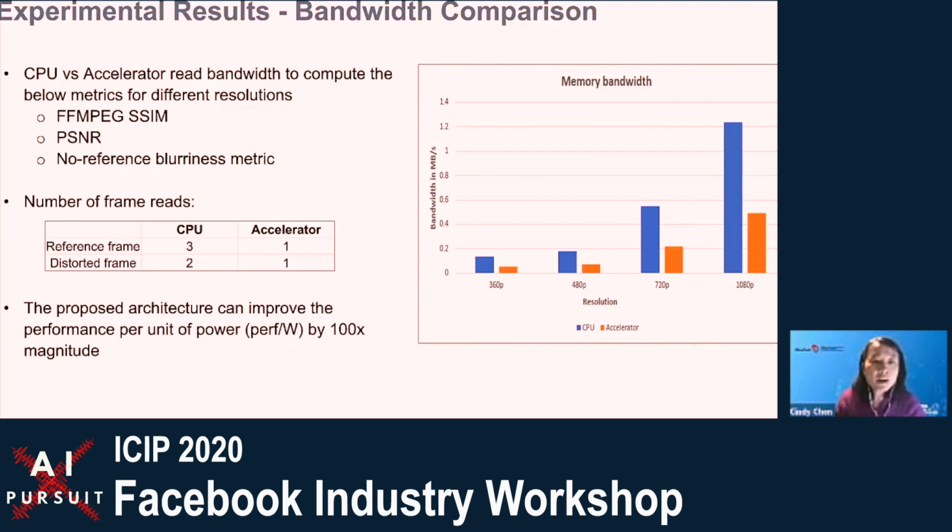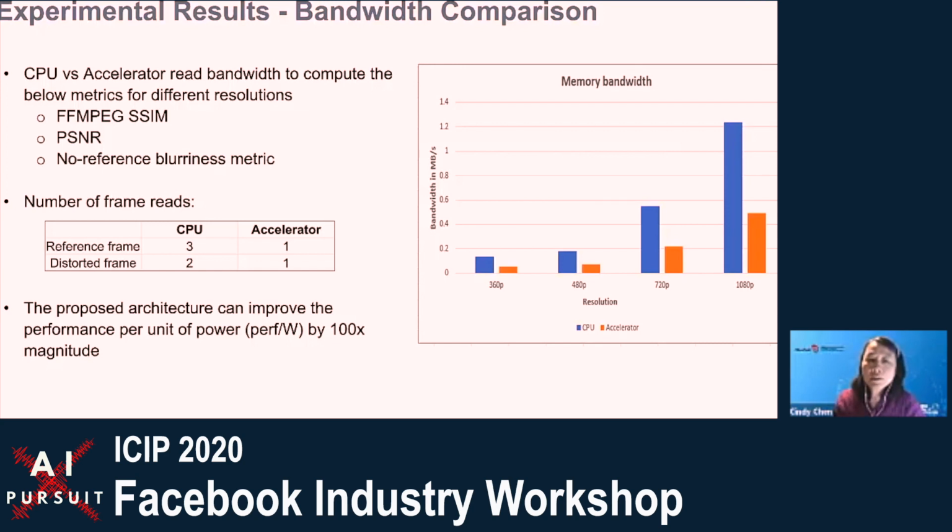The first experiment I will describe compares the read bandwidth used in between a software implementation on the CPU and the proposed hardware architecture. We look at the case where we need to compute the following three metrics: SSIM, PSNR, which needs both the reference and distorted frames, and the blurriness metric, which only needs the reference frame. As you can see in the table, in a CPU-based software solution, the same input frame will have to be read again to compute a different metric, so a total of 3 reads for the reference frame and 2 reads for the distorted frame are needed.